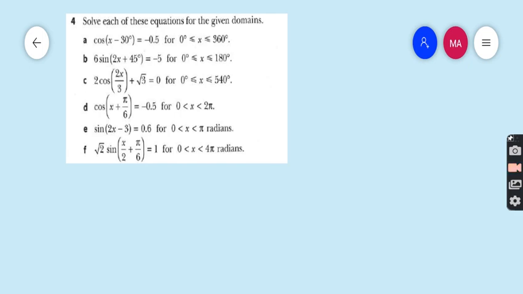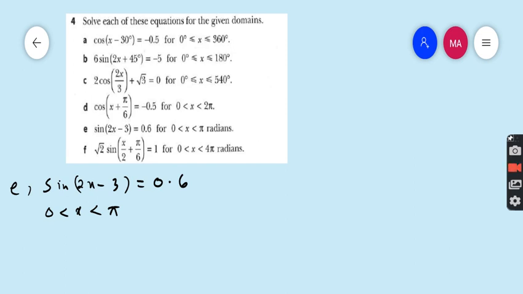What is part E? Sine of 2x minus 3 is equal to 0.6, and the domain is given from 0 to pi radians. So first we have to convert this domain of x into the domain of 2x minus 3. How can this be achieved?